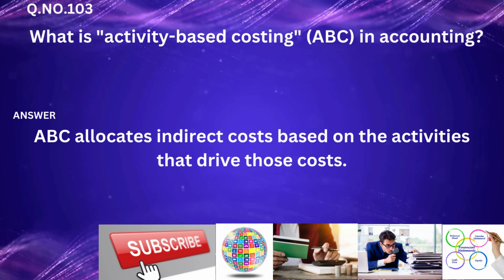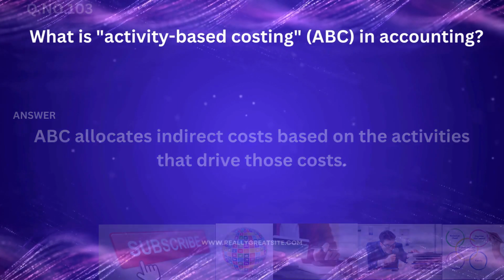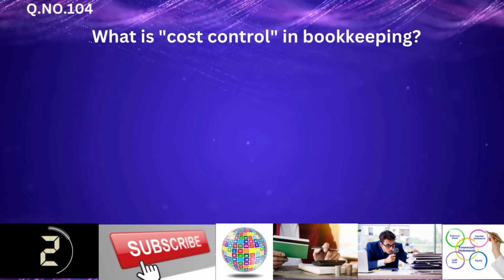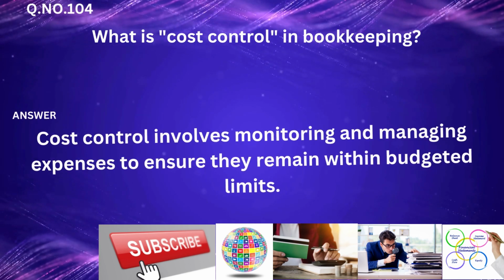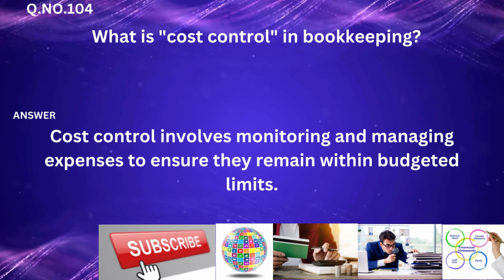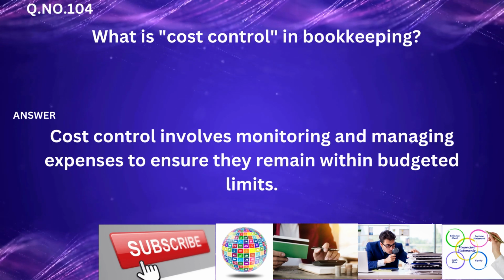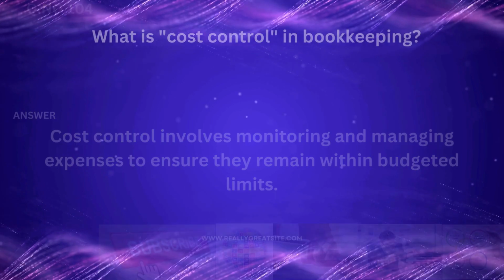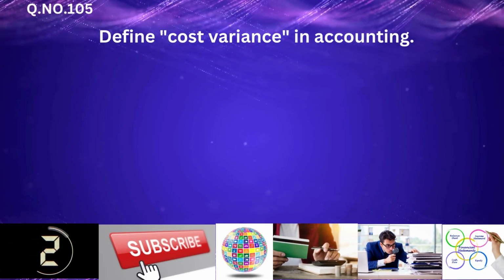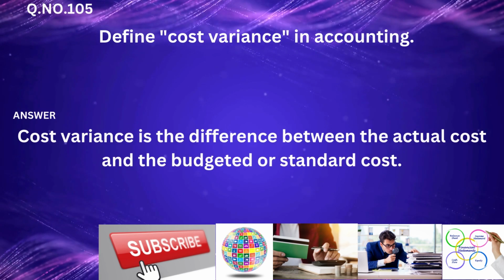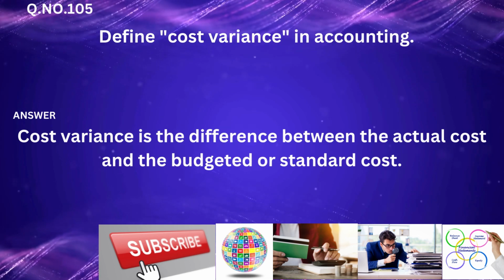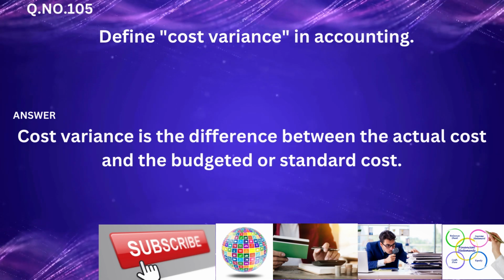Question 113. Define total quality management (TQM) in bookkeeping. Answer: TQM is a management philosophy that focuses on improving product quality and reducing defects. Question 114. What is benchmarking in accounting? Answer: benchmarking is the process of comparing a company's performance and practices to those of industry leaders or competitors.